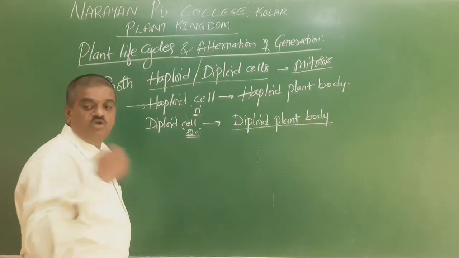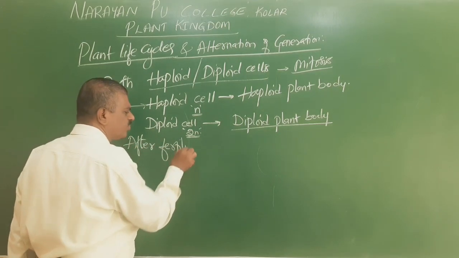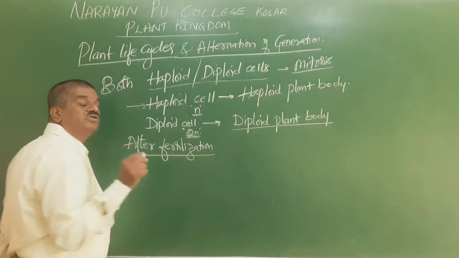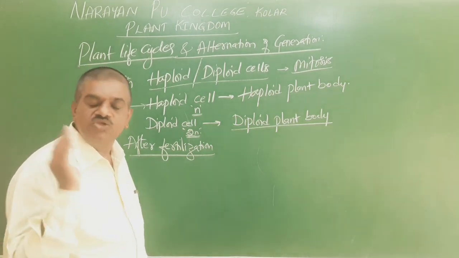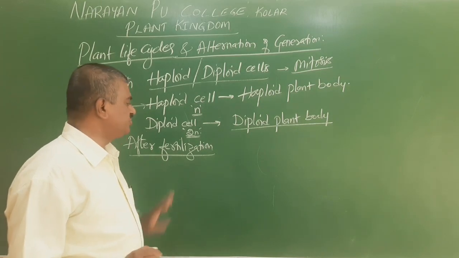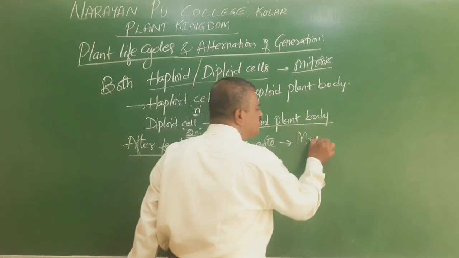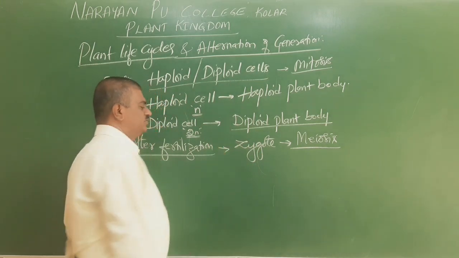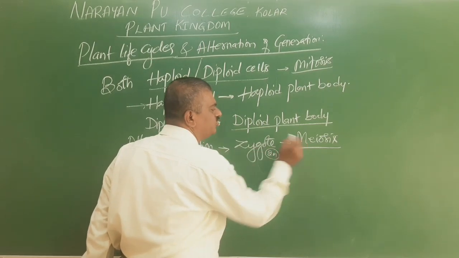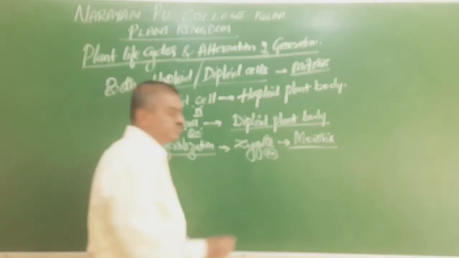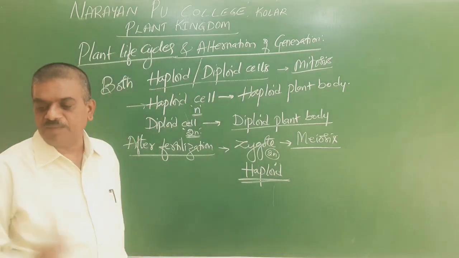Now, here I am going for fertilization. The meaning of fertilization is the fusion of male and female gametes. After fertilization, the zygote is diploid. This diploid zygote undergoes meiosis to produce haploid cells, to produce haploid gametes.